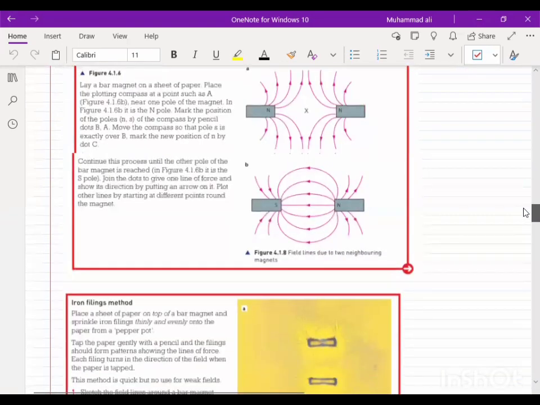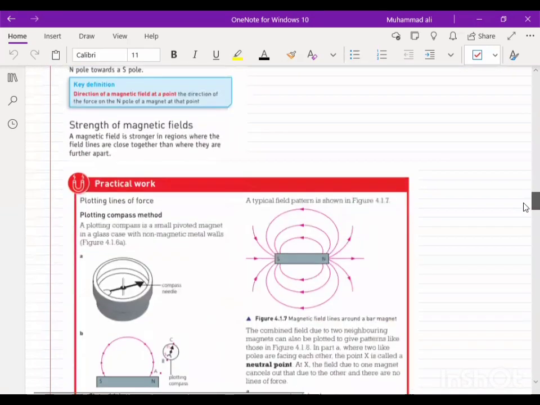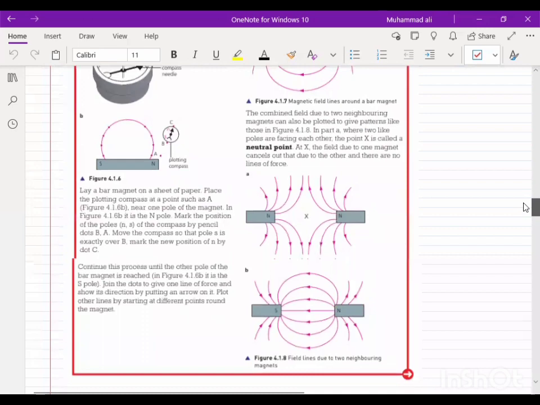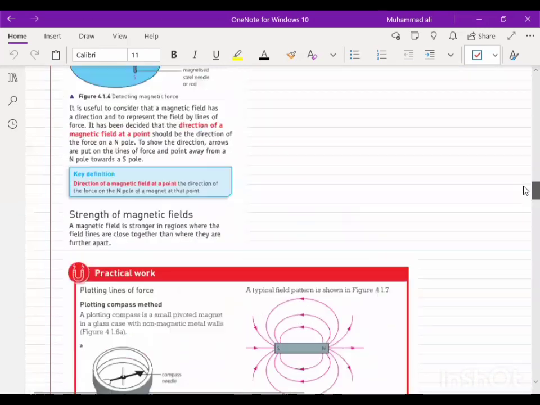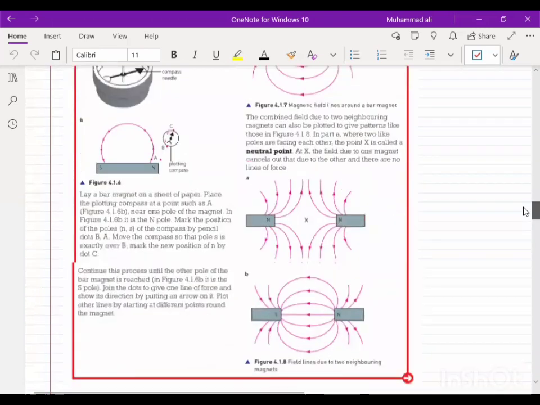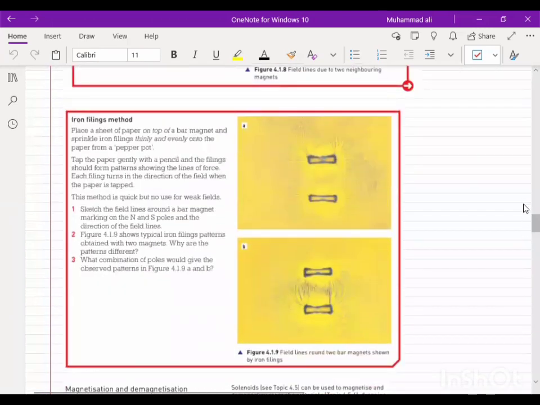Okay, so this is how you can plot different magnetic fields, for example, between two north poles, two south poles, and one north and one south. And this is the iron filings method.